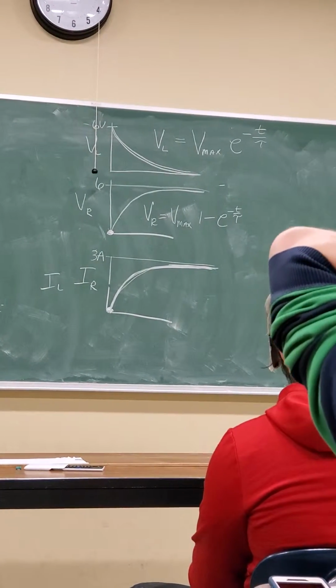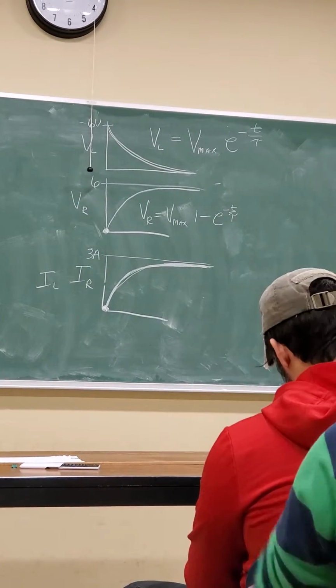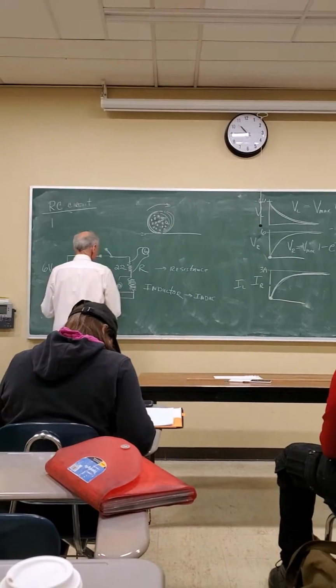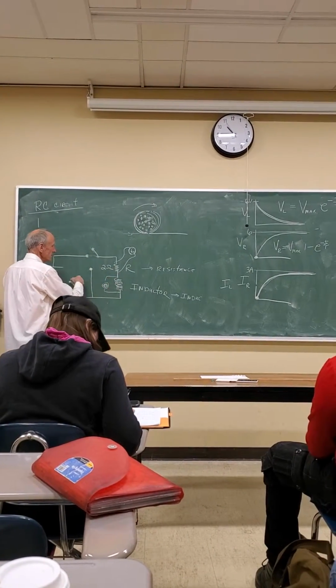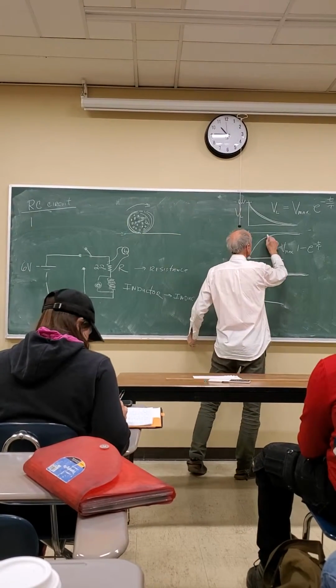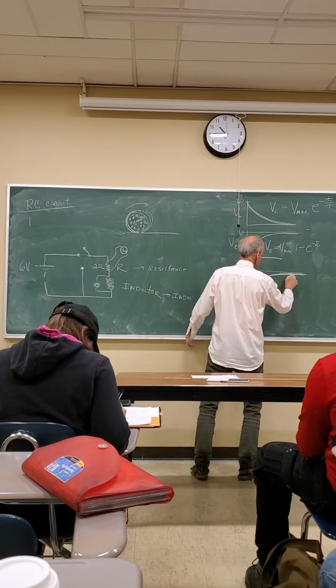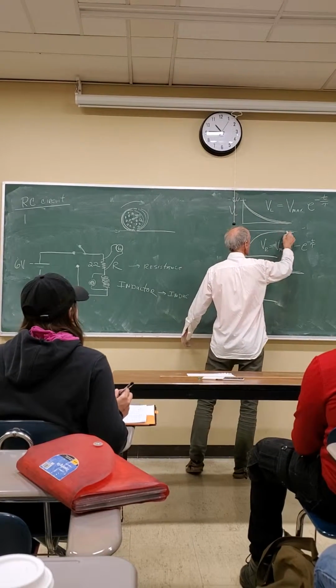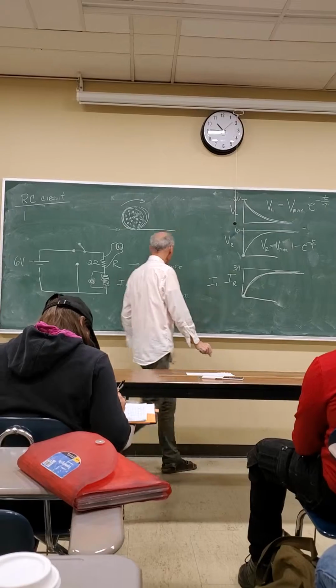So the next question is, what's going to control how long it takes for the current to reach its maximum steady value and for the voltage across the resistor to get to 6 volts.